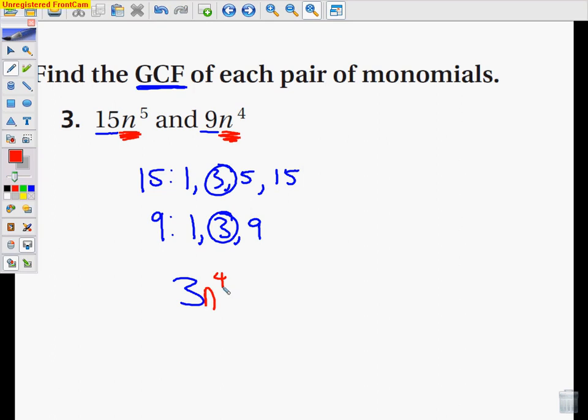I think of it like this: if I have a person that has $5 here and a person that has $4 there, and I want to steal from both of them, okay? I'm not justifying stealing, but if I want to steal the same amount from both of them, and I want to steal as much as I possibly can, how much can I steal from both? Well, the most I can steal from both of them is 4. So our answer overall is 3n to the fourth.